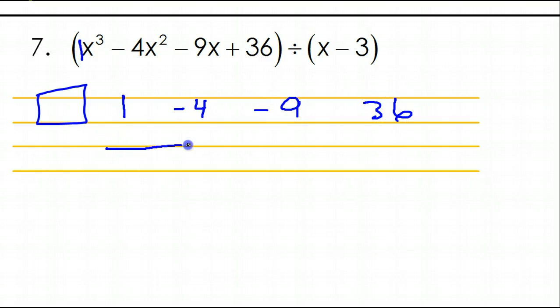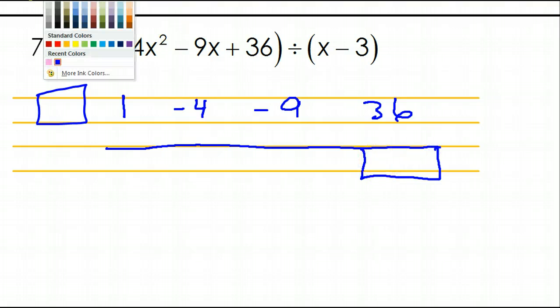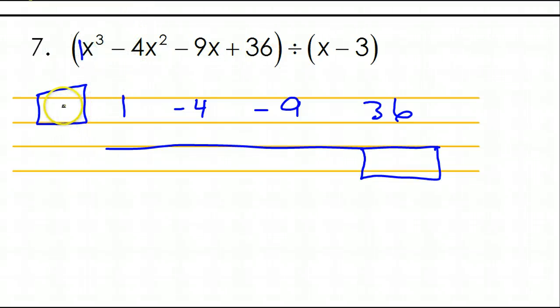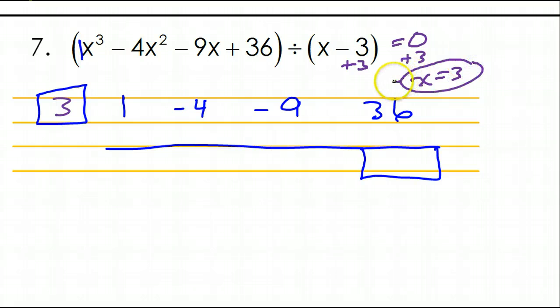Okay, you put your line like so, and your remainder will go here. Oh yeah, inside the box. What goes inside the box, people? 3, okay? It's because of setting that equal to 0 and adding 3 to both sides. You get x equals 3. That's why.